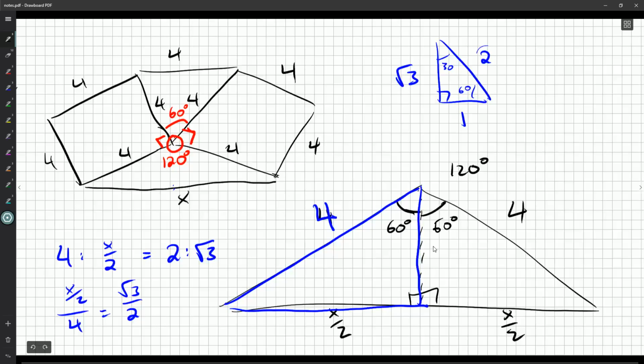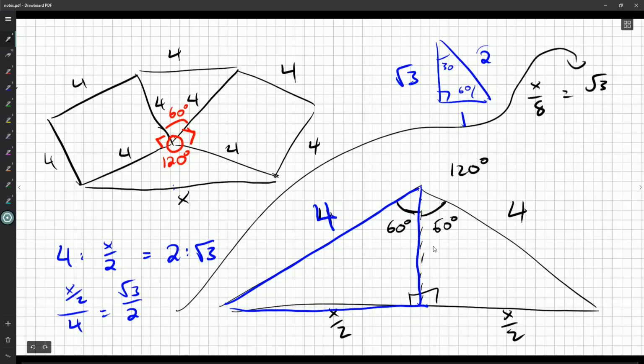Well, great. Now I've run out of space. We'll move it up here. But that tells me x over 8 is the same as root 3 over 2. Multiplied by 8 on both sides, x is going to be 4 root 3. Just doubling that side there. And there we go. So I figured out the length of x is going to be 4 root 3.